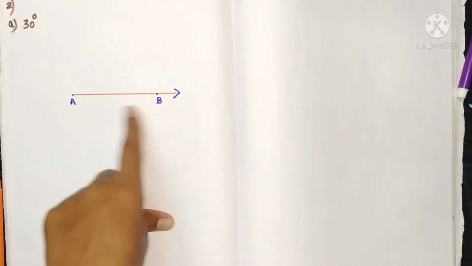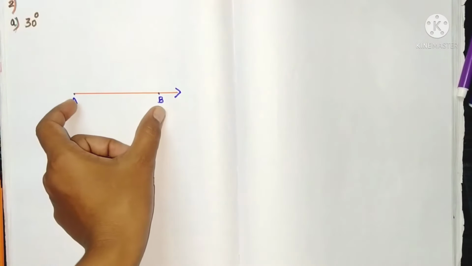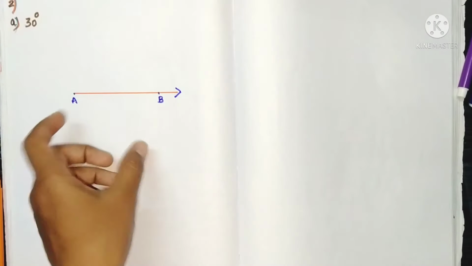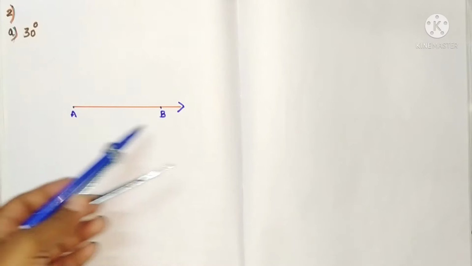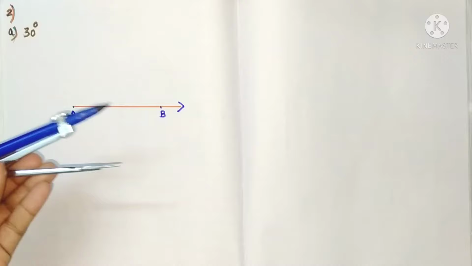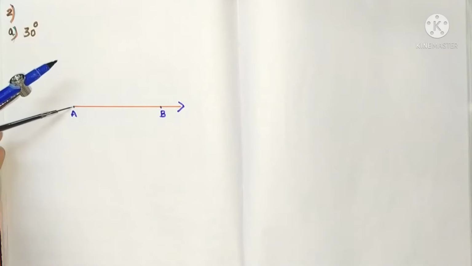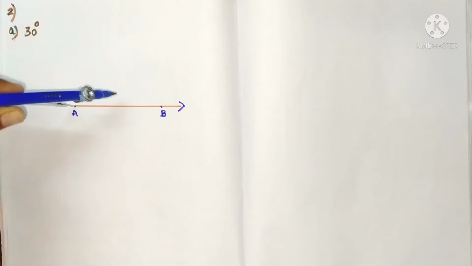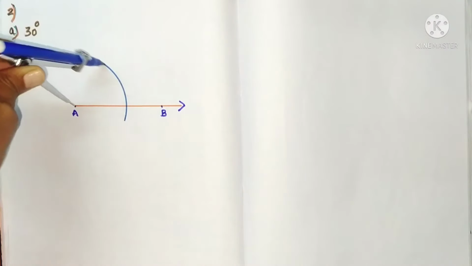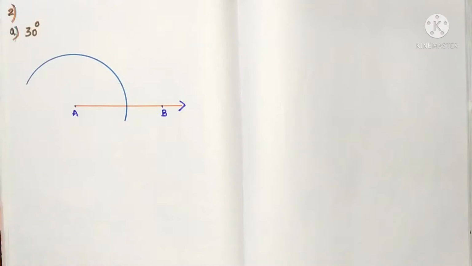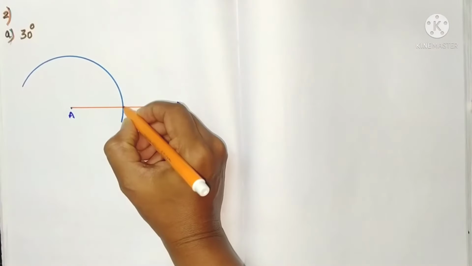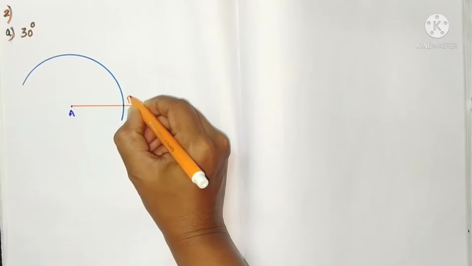So first draw a ray. So take a line segment in that ray. Direct ga manam ray kuda teesukovachu. So draw a ray AB, now with some radius by taking A as center. Radius is your choice, you can take any radius. Draw an arc like this. So the arc intersects the line at one point.